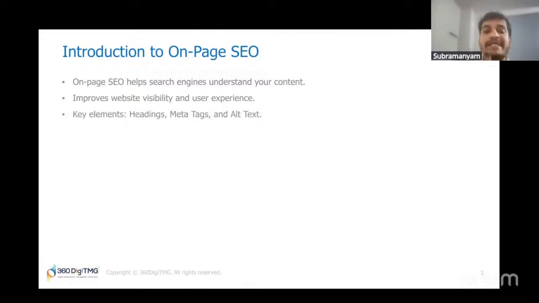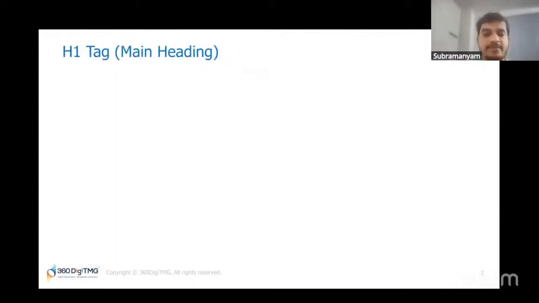And also, what are the key elements that we need to consider? These are the major elements when we make on-page changes. Those are headings, and we'll discuss them in detail, along with meta tags and alt text. So when it comes to on-page SEO, these are the key elements that we need to make changes to on the page to get rankings.